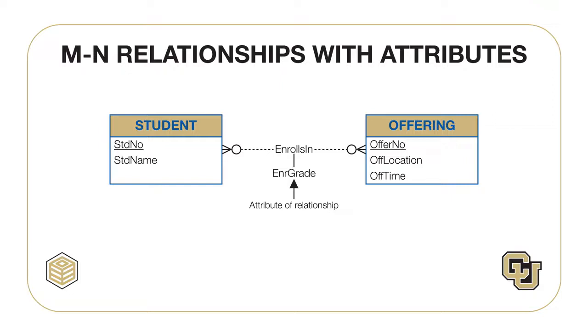In this ERD, the attribute enroll grade is associated with a combination of a student and an offering, not either one alone. For example, the enrolls in relationship records the fact that the student with student number 123779993 has a grade of 3.5 in the offering with offer number 1256.